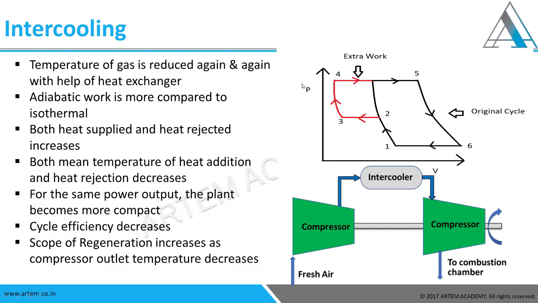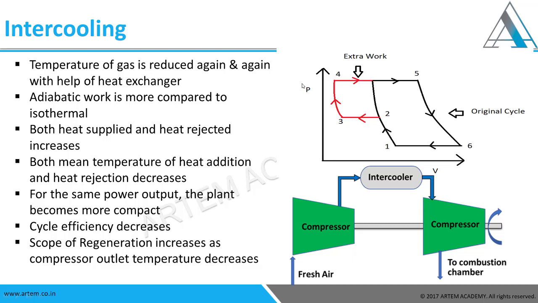So if we have an infinite number of intercoolers, we will approach the isothermal work. But that's not physically possible. We generally use 2 to 3 intercoolers in power plants and increase our work output using that. Okay, so both heat supplied and heat rejected increase. The mean temperature of heat addition and heat rejection decreases. For the same output, the power plant becomes more compact. That is quite understandable. And the efficiency of the cycle decreases.